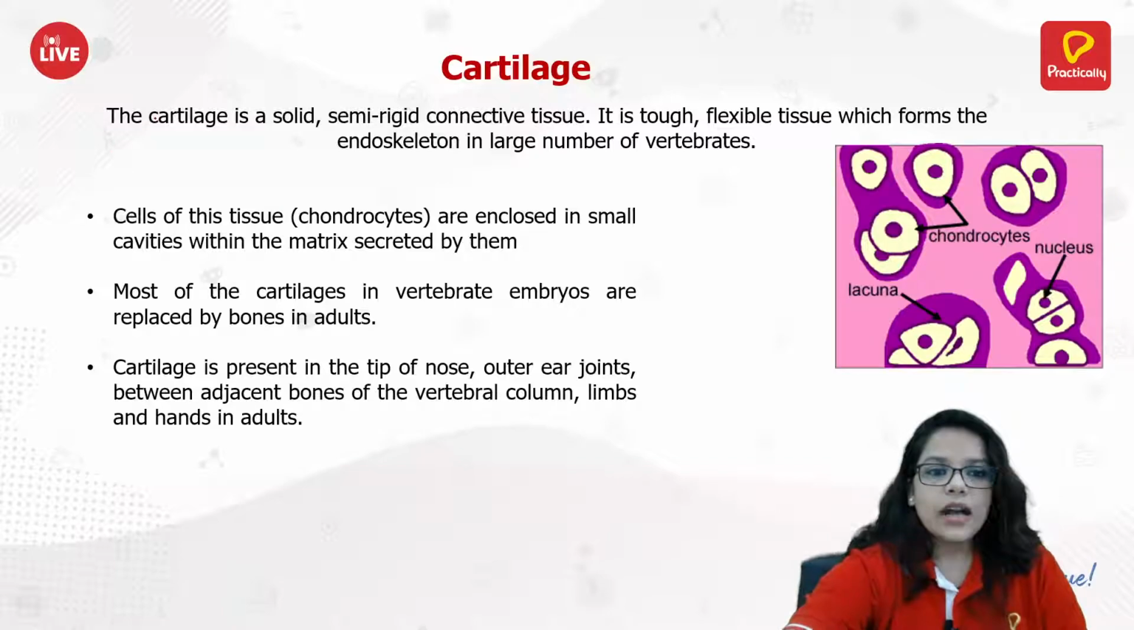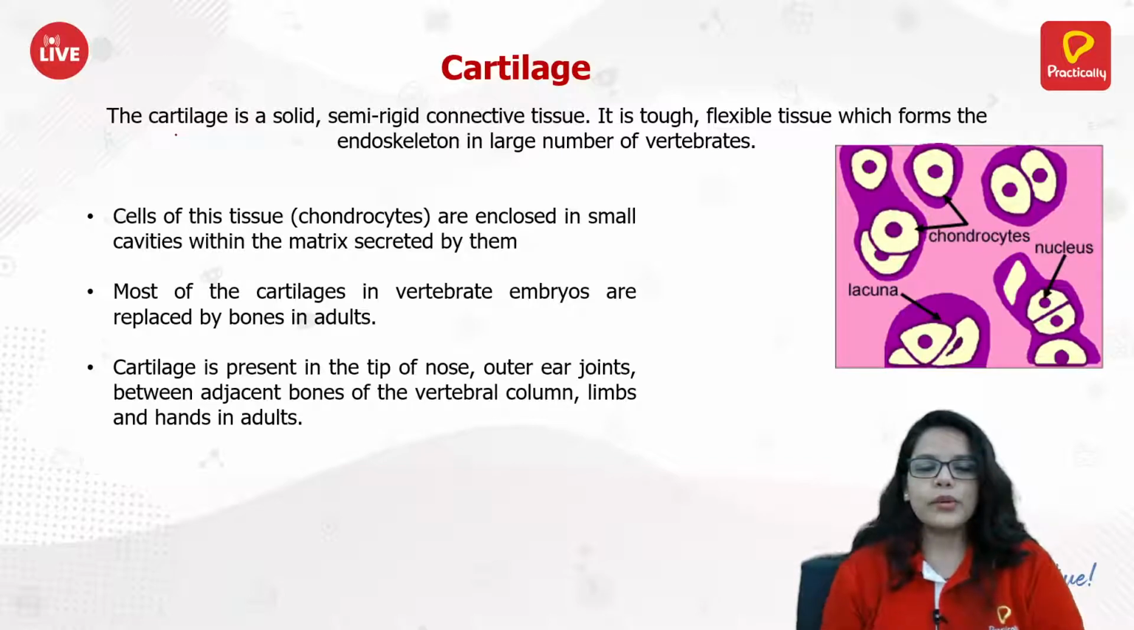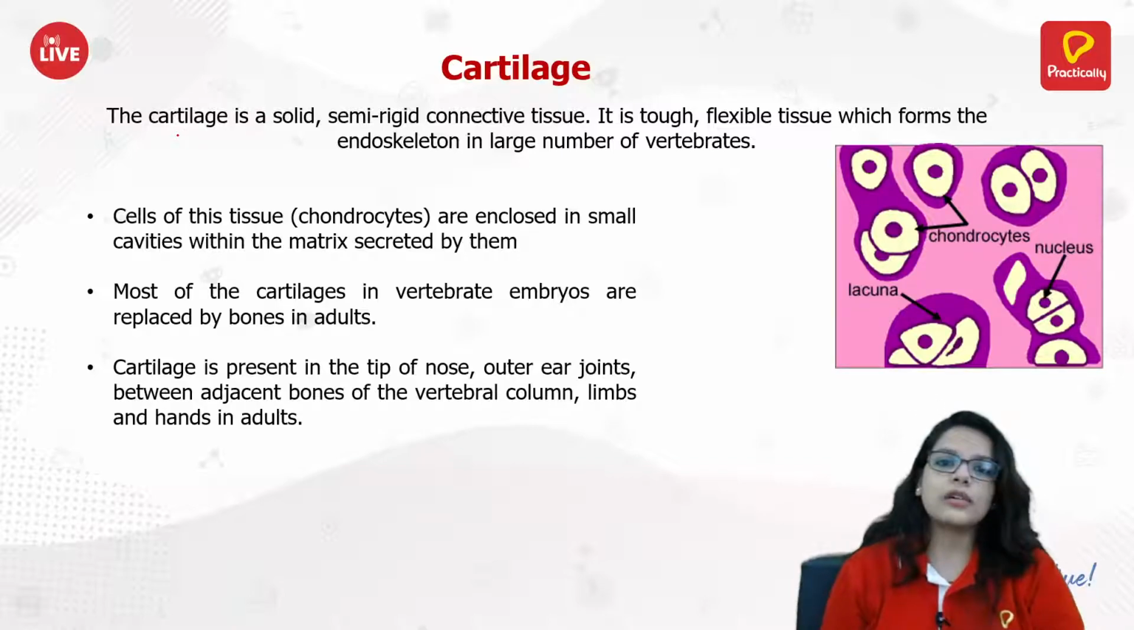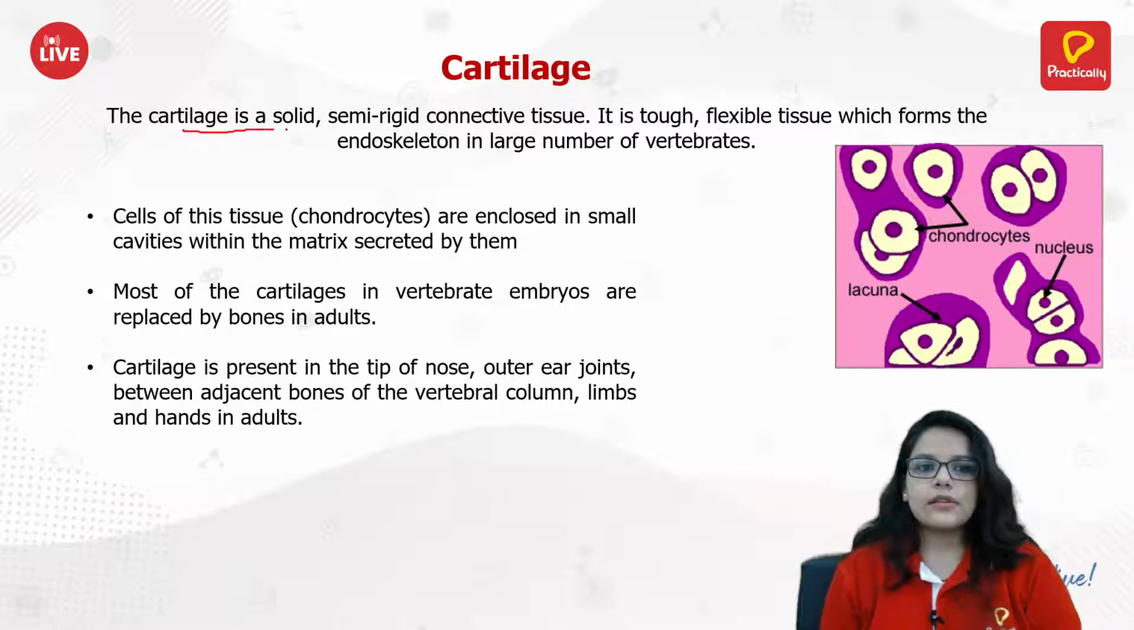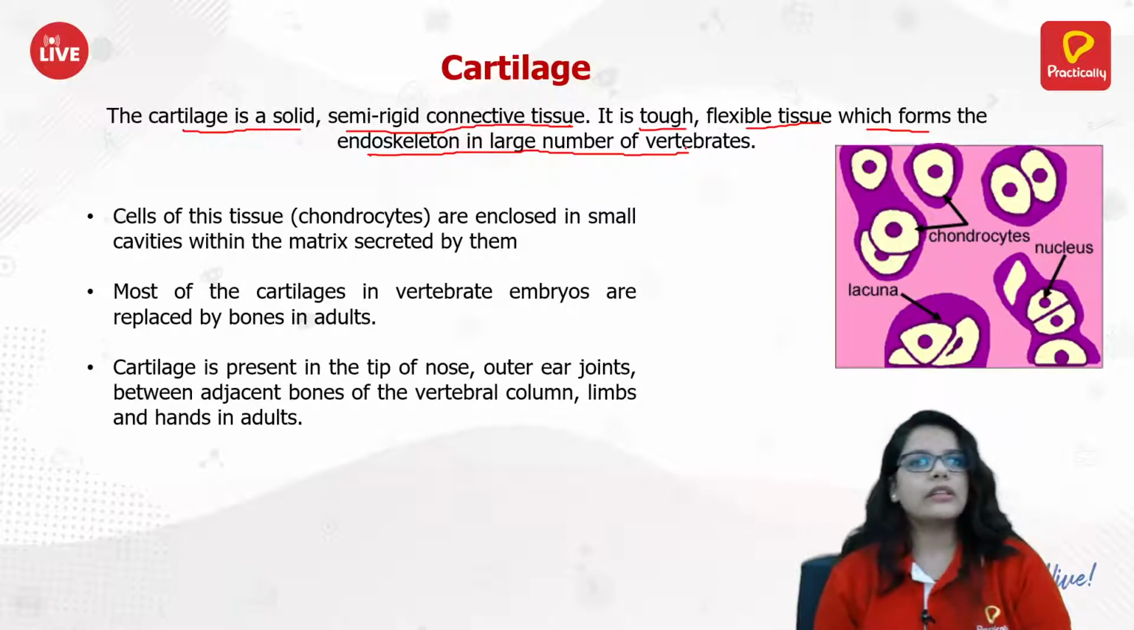So what is cartilage? We know cartilage: in the nose and in the ears, we have some soft kind of tissue which is very easy to move. See, this is my nose, it's very easy to move. Those are called cartilage. So it is a solid, semi-rigid connective tissue. I just said it's soft, it's movable, so it's not rigid. It is tough, flexible tissue which forms the endoskeleton in a large number of vertebrates. So the endoskeleton is formed with the help of cartilage.